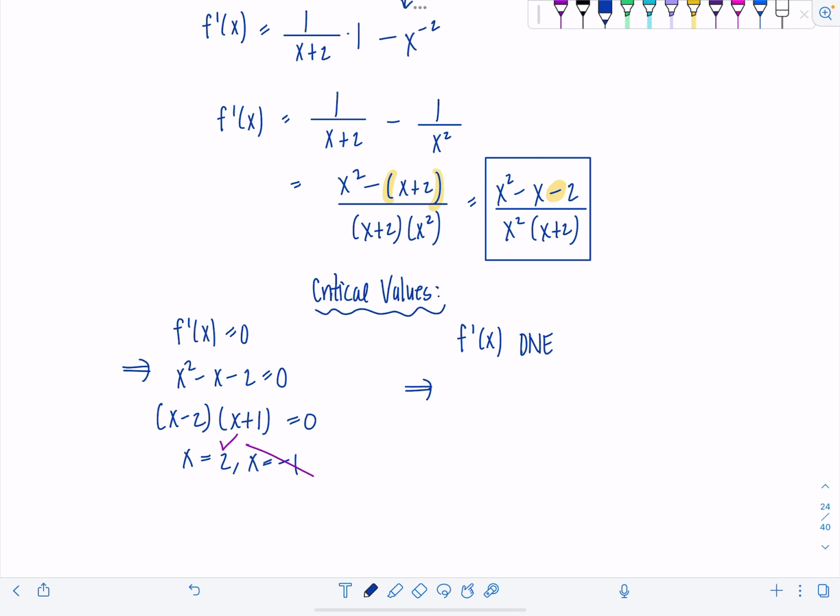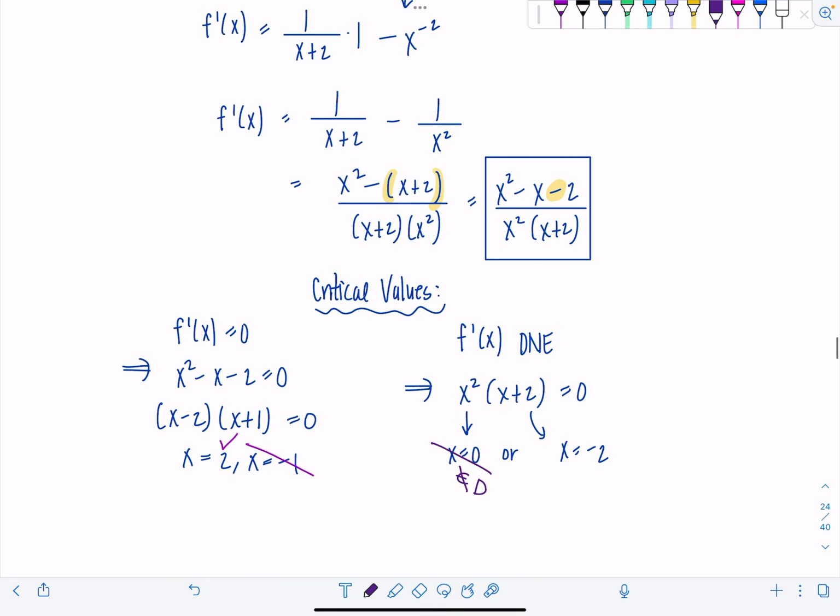That would mean the denominator is 0, x squared times x plus 2. So let's see, that would mean x is 0 or x is negative 2. Are those in the domain? 0 is not in the domain. Negative 2, no, that's also not in the domain, nor is it in the interval. So we only have one critical value. That's fine. Just make yourself a cute little table now.